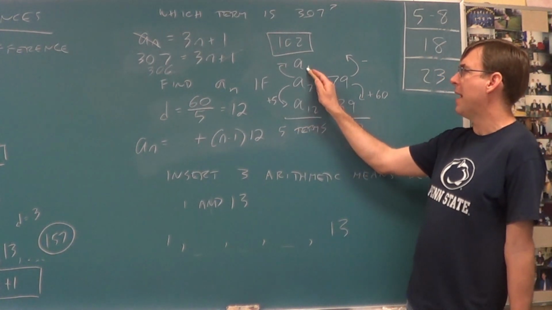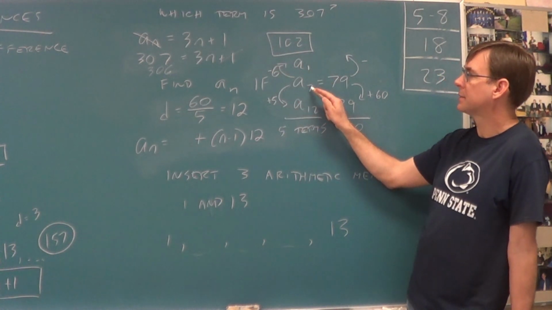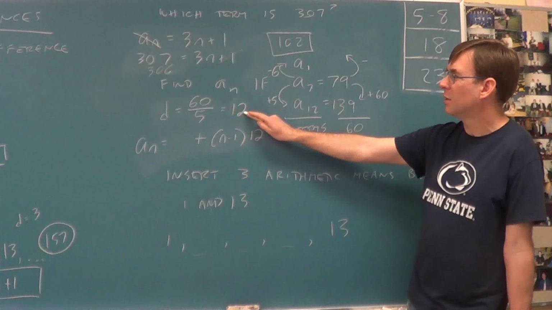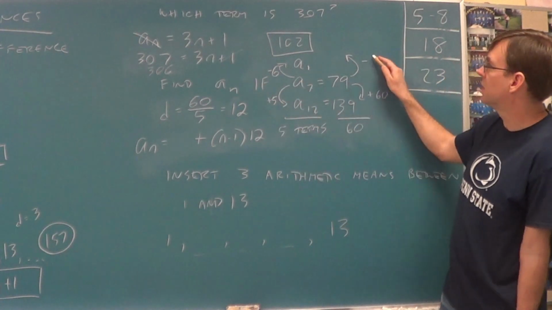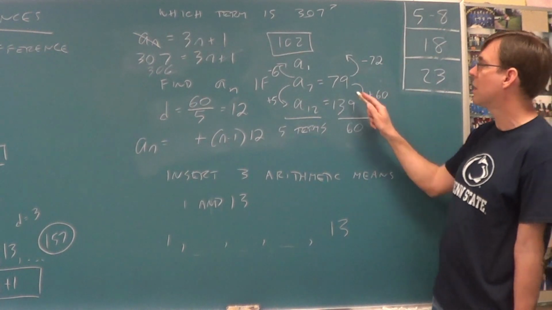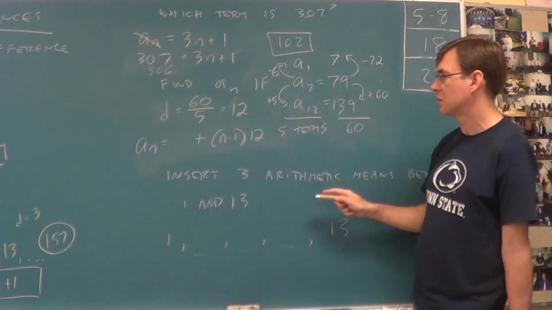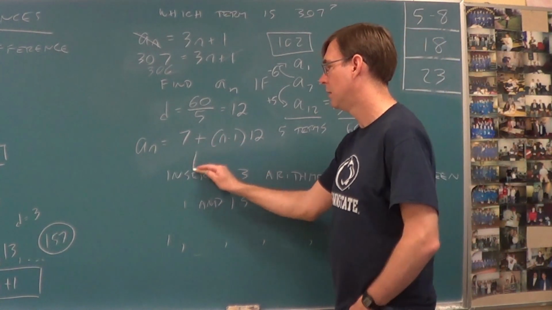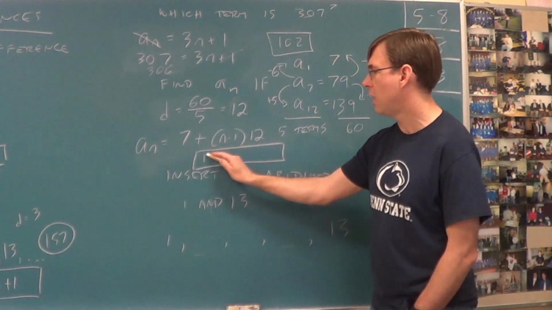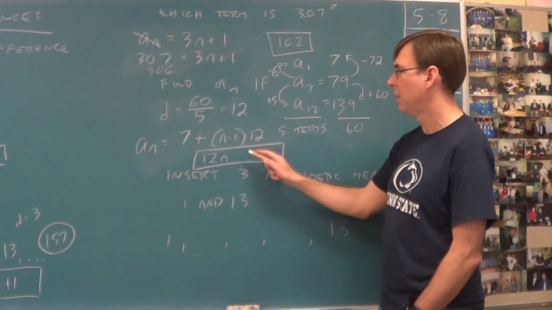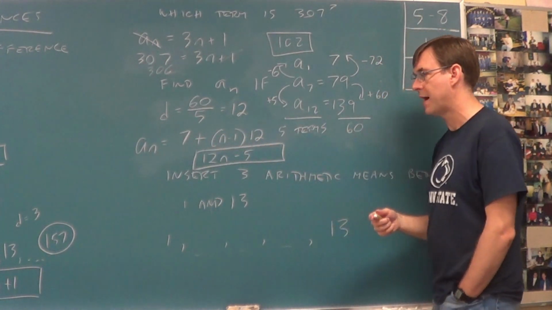From the 7th term back to the 1st, we need to go down 6 terms worth of space. But each term continues to be worth 12. 6 of these 12s, 6 times 12 is 72. We need to go down 72 numbers from 79. That tells us the first term would be 7. And then if we distribute and work this out, distributing is 12n minus 12. Minus 12 combined with an add 7 would be a total of minus 5.